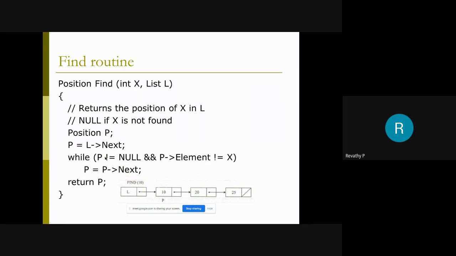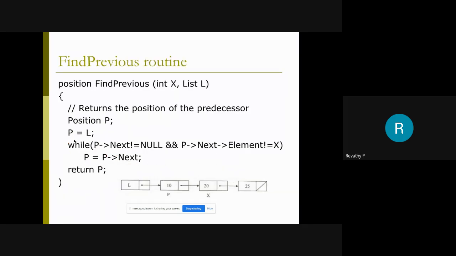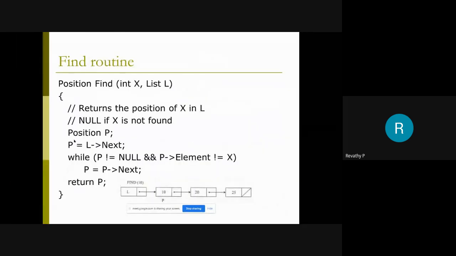So what we are trying to do is start with the first element. We start with P, L of next is equal to P. So we are going to start with the first node. Now we are going to check the element field. So P of element is equal to X. If it is not, we have to move. If it is equal, we are going to return this P.